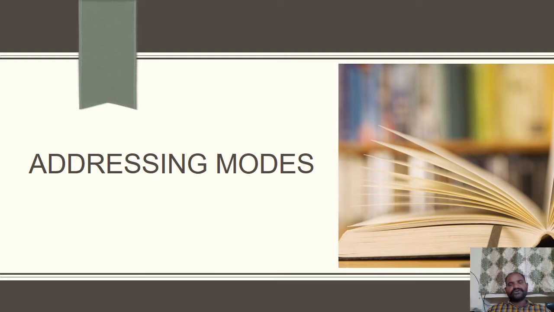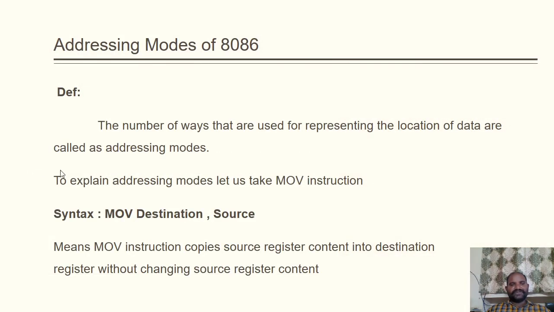Here also, in order to access a particular data available in so and so location, the number of ways that are used by the 8086 microprocessor are called addressing modes. In this class, we are going to study the addressing modes supported by the 8086 microprocessor. As we defined, it is the number of ways that are used for representing the location of the data.